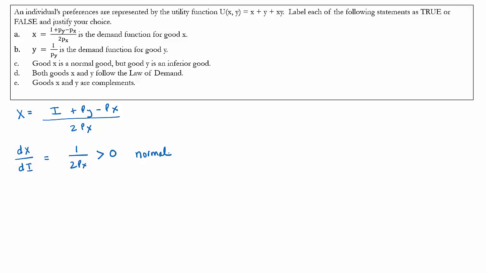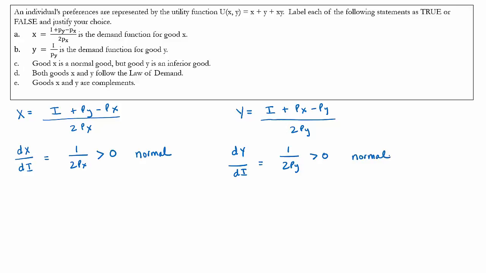How about y? Okay, well, to see if y is normal or inferior, we use its demand function. How does y respond to a change in income? That's what the sign of dy di will tell us. Here we get 1 over 2p of y, which for positive prices is also positive, revealing y to be a normal good. Therefore, statement C is false. X is normal, and good y is normal as well.